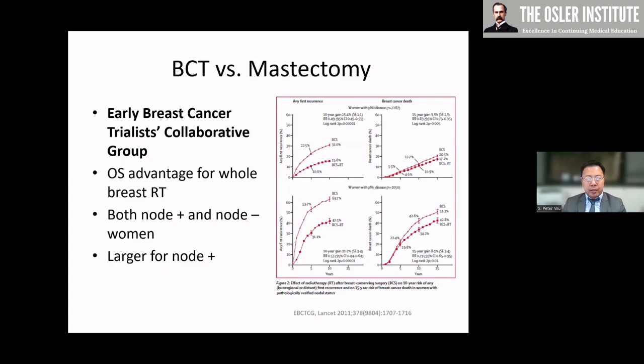The EBCTCG, the Early Breast Cancer Trialists' Collaborative Group, put together a meta-analysis of several randomized controlled trials. Within these meta-analyses, they found not only a local control benefit, but also an overall survival benefit when whole breast radiation was added on top of lumpectomy, meaning the addition of radiation to lumpectomy conferred a survival advantage for patients over lumpectomy alone. That's an important contribution of this meta-analysis.